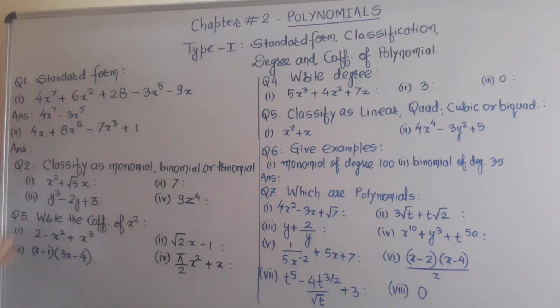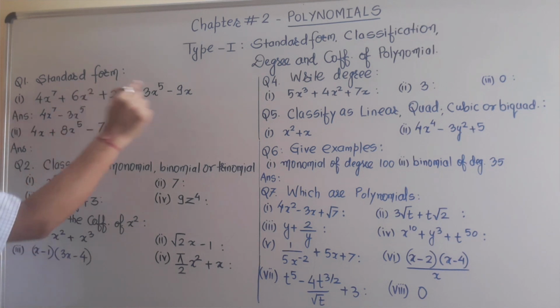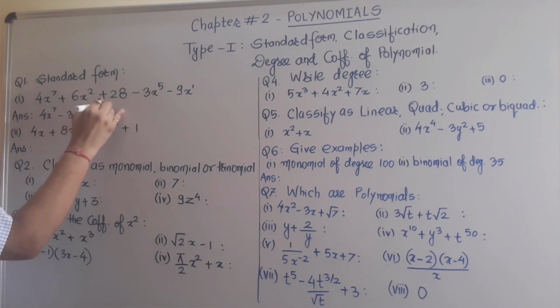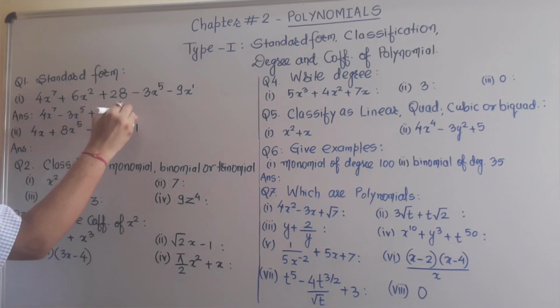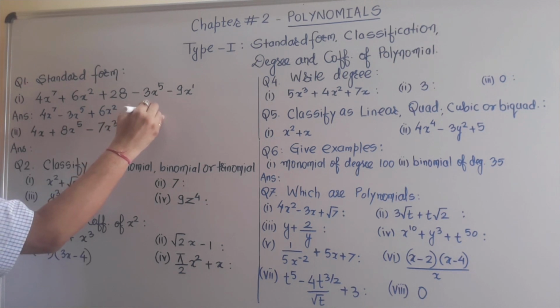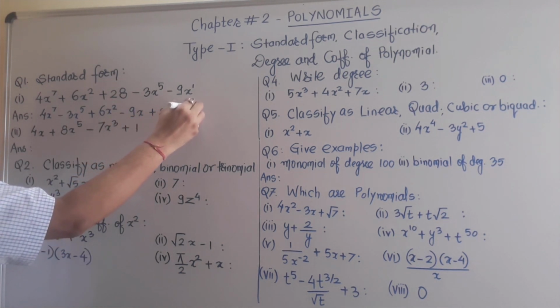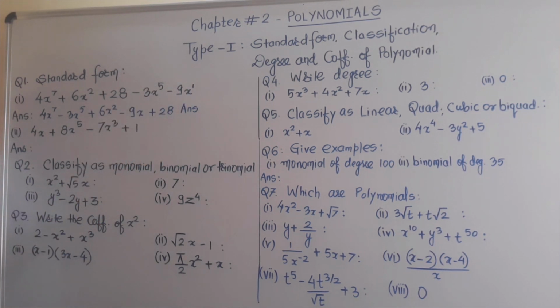Then the third term will be, here you observe, this term has power 2, this term has power 1, because here there is no written power, we can assume 1, and then the constant term. The constant term we can always write at the last. So plus 6x square minus 9x and then plus 28. This will be the answer of part number 1, where they are asking the standard form of the given algebraic expression, or you can say the polynomial.